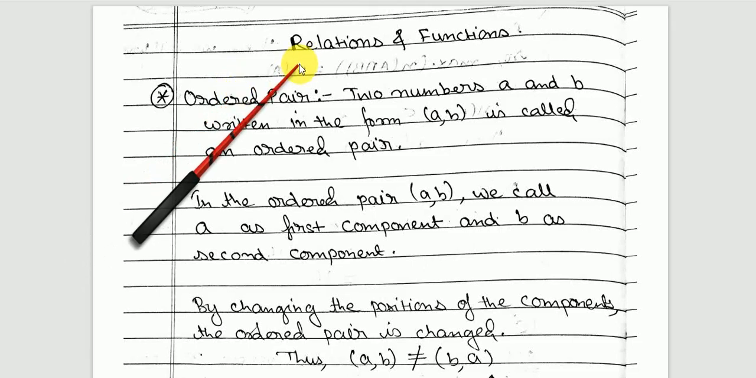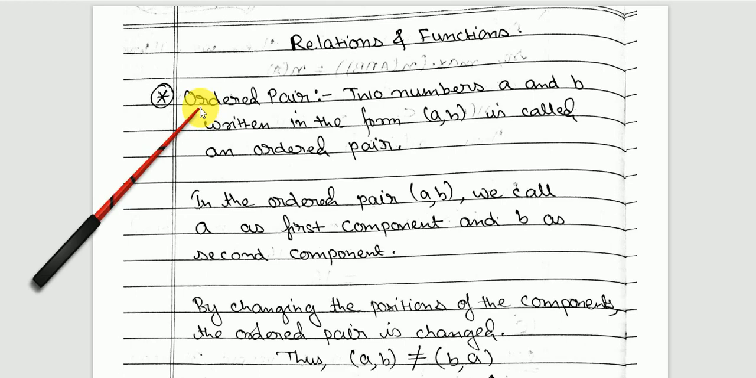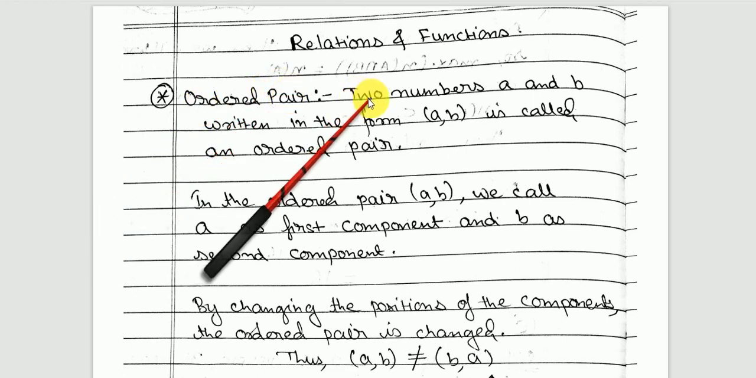Good morning, children. So today we are going to start a new chapter, relations and functions. So here let us see a few definitions over here. The first one is ordered pair. So what is an ordered pair?